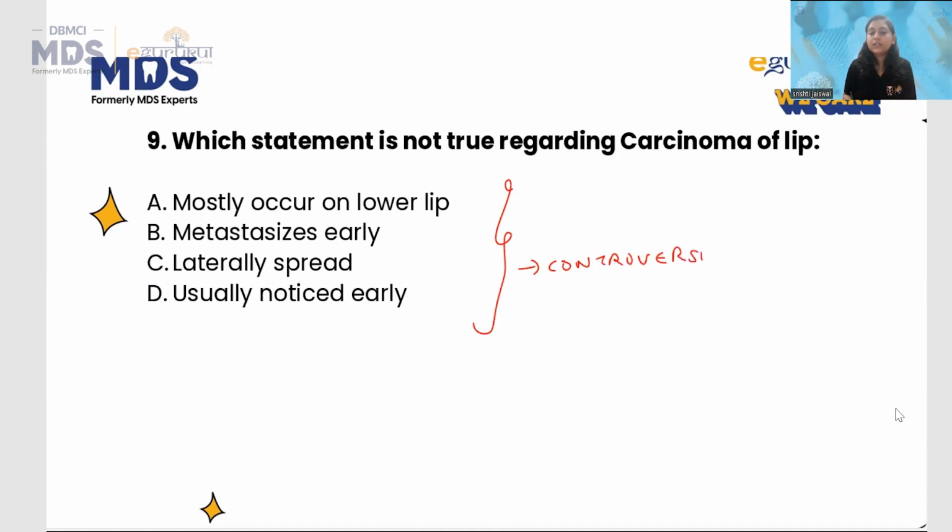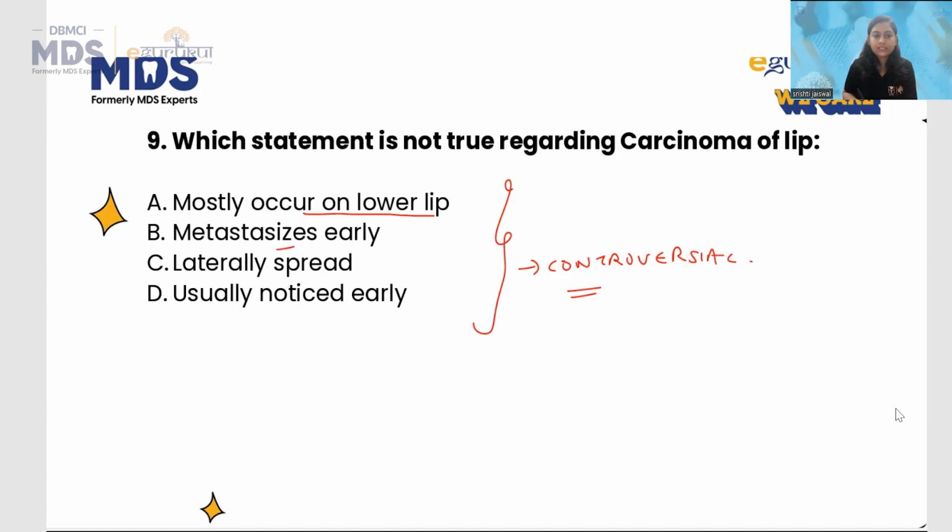But since it has been asked in your previous paper, what we do in MCQ, we will rule out the options. Okay, so let's just rule out all the options here. Now, mostly occur on the lower lip. Obviously, carcinoma of the lip, it will usually occur on the lower lip.